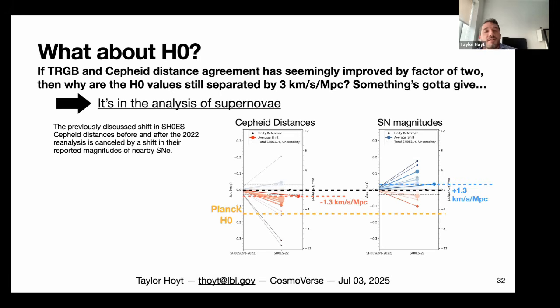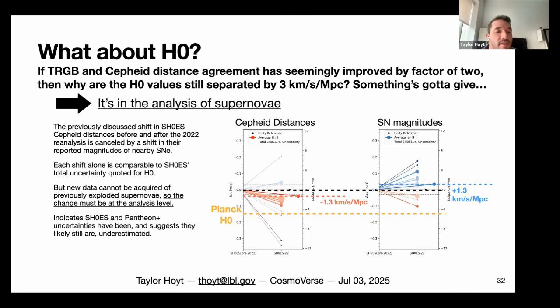And so briefly, in the left panel here I'm just showing the per galaxy shift in the Cepheid distances from pre-2022 SH0ES to 2022. And in the right-hand panel, the change in the supernova magnitudes. More things changed as they improved many aspects of their analysis. These are just the most important. So basically the magnitude of the supernovae changed. That's why, despite the improved agreement of distances, the H naught values still don't agree.